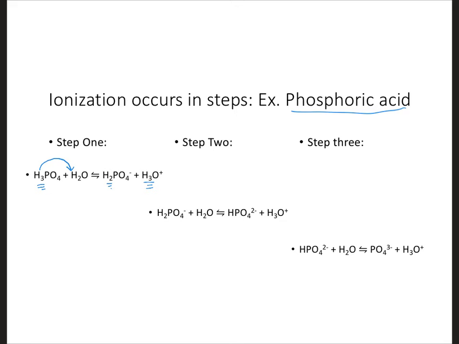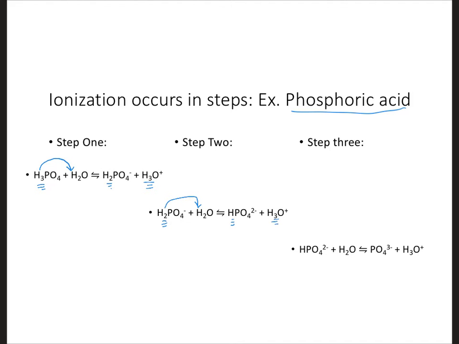In step 2, what was produced as a product last time, H2PO4-, would still look like a molecule that could donate a hydrogen to water. So now we would start with H2PO4-. If we added that together with water, again, a proton would jump off of that molecule and could jump onto the water molecule. That would leave an HPO4 2-, right? And it would give us another H3O+.